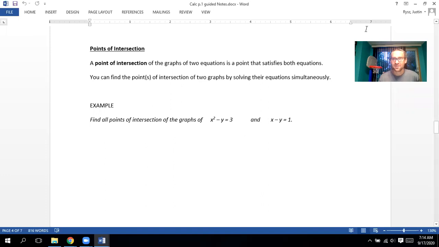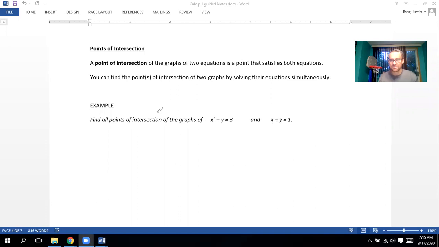So let's get this started. This is calculus, P1 part 2. We're going to be looking at the points of intersection of a graph. The points of intersection of a graph is a point, or in some cases points, that satisfy both equations. Remember, a point has an x and y value. If you plug it in, it would satisfy the first one, and it would satisfy the other one. A lot of different ways we can find this.